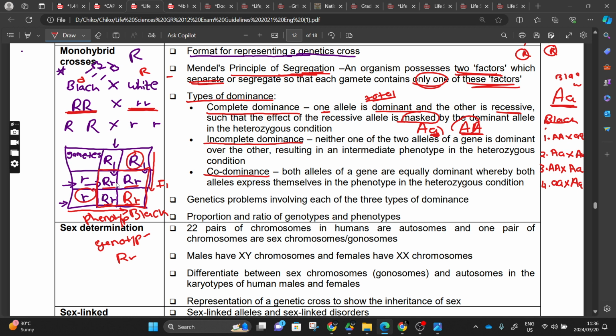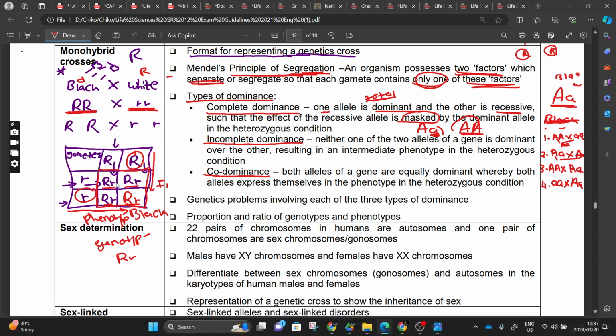When capital A is coding for the color black, we are going to see dominance over the small alleles. There will be capital A and small a, and in that possibility the person will still be black. Here we'll also have the black color. It's when one allele is dominant over the other.